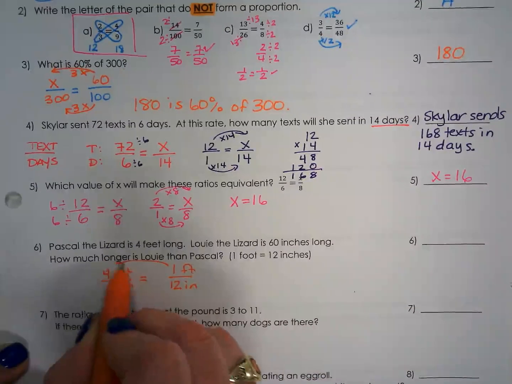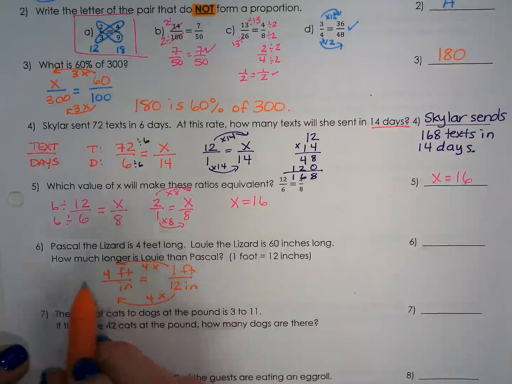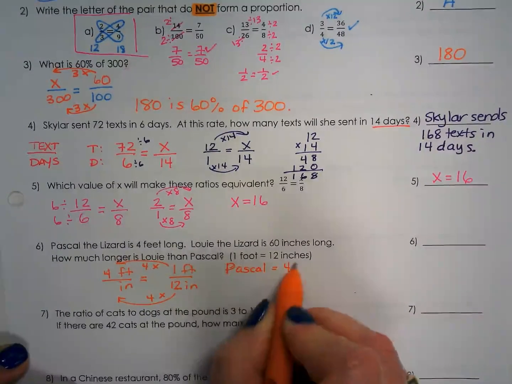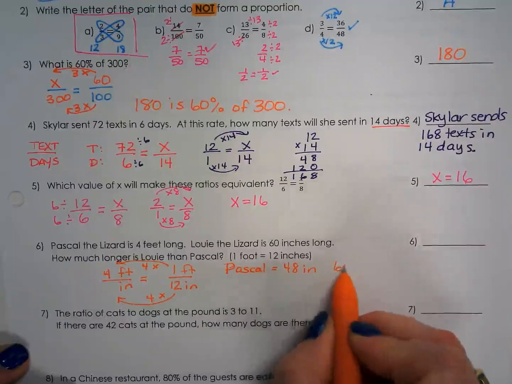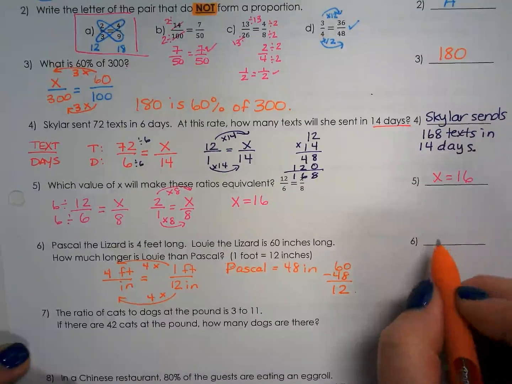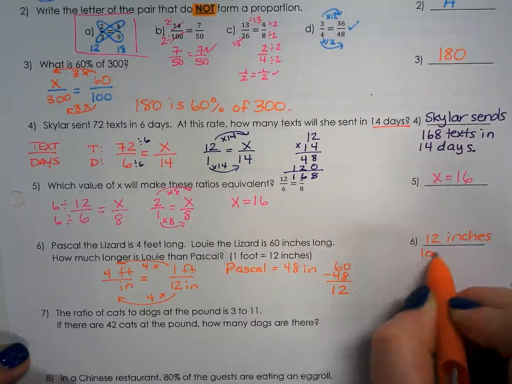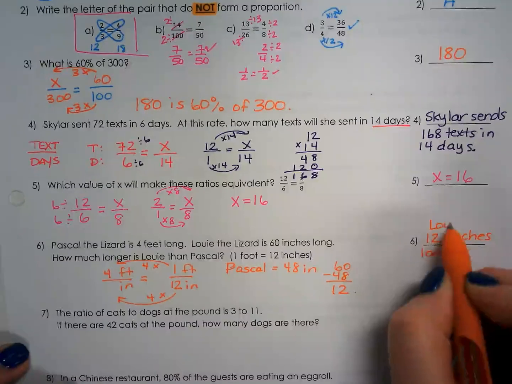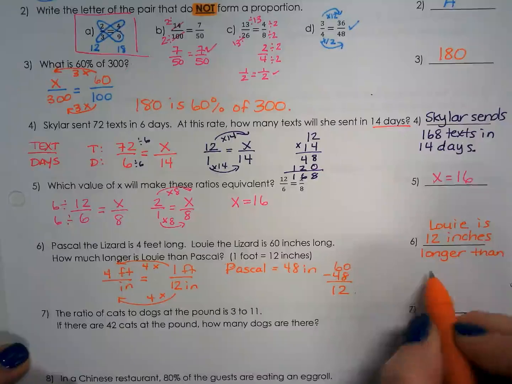So how did I get from 1 to 4? Times 4. That means that Pascal is 48 inches long. So what's the difference between 60 and 48? How much longer is Louis than Pascal? 12 inches longer. And really it should be that Louis is 12 inches longer than Pascal.